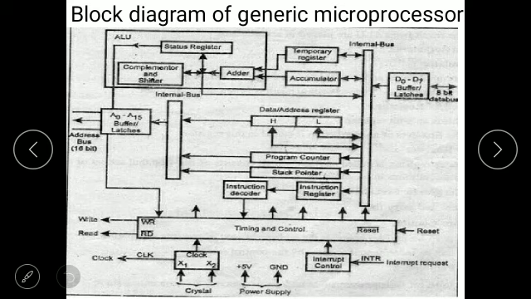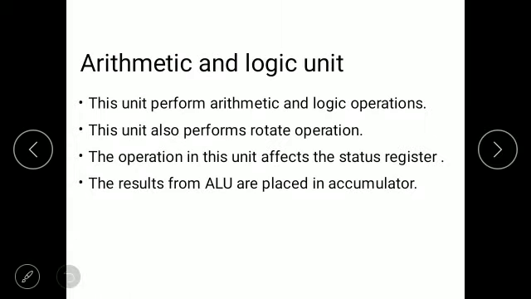There is another part, that is interrupt control. Interrupt control is usually used to control the interrupts occurring during the execution of a program. Then another section is the clock. The clock regulates the speed at which instructions are executed and also synchronizes the microprocessor with other components. So this is all the explanation of the generic microprocessor.